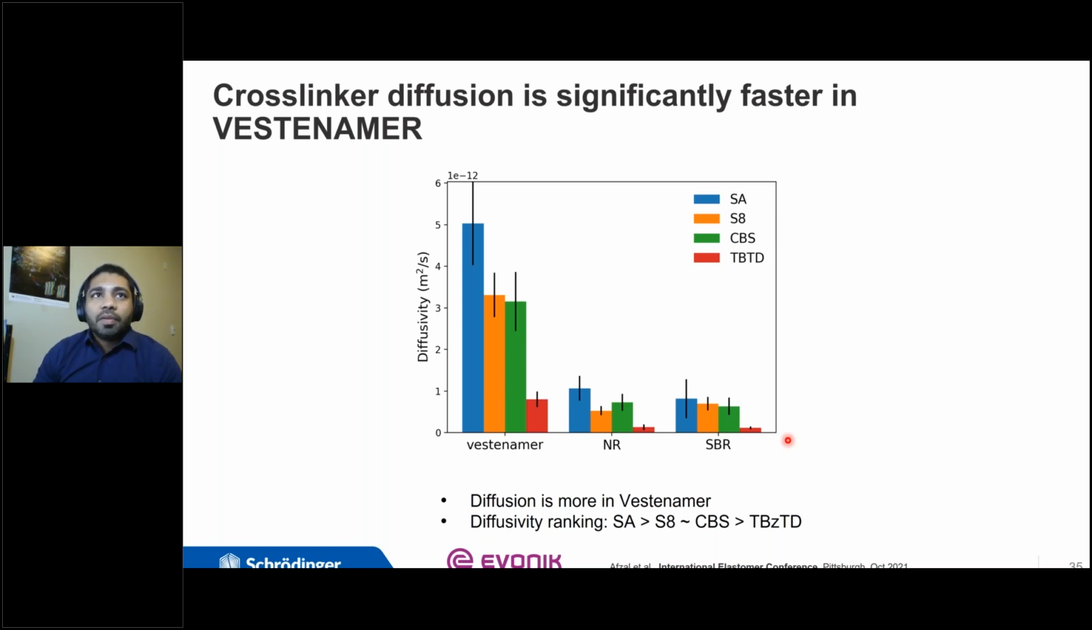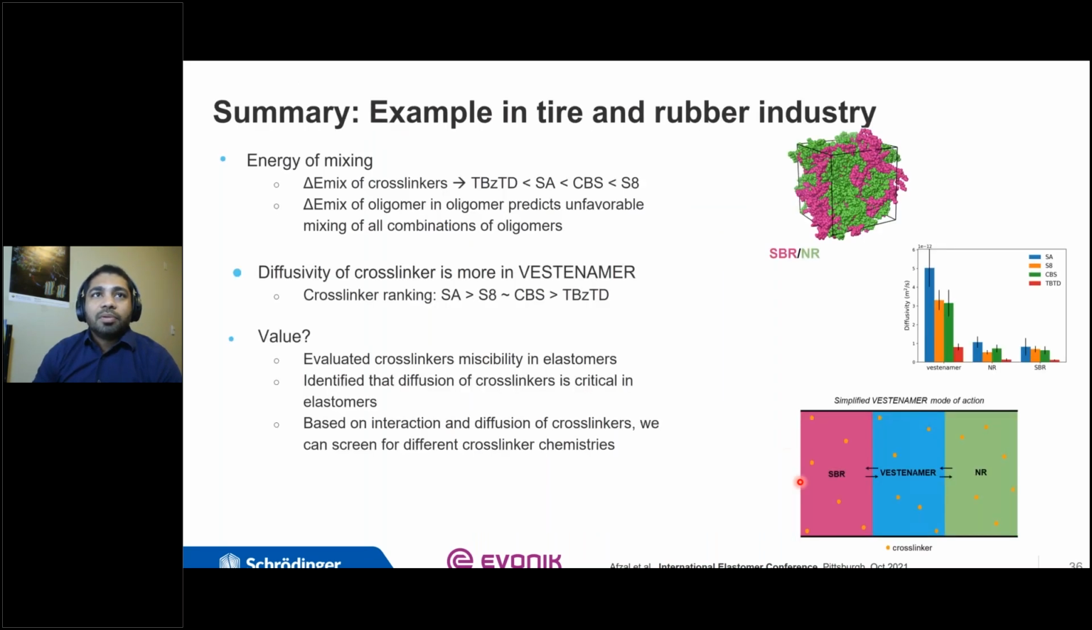And to summarize this example, we looked at the energy of mixing to compute the compatibility of polymer-polymer as well as crosslinker in polymer. And we understood the diffusion is critical for these systems, where we can understand which polymer crosslinker pair would be good for crosslinking. And now, again, back to the value that we obtained.